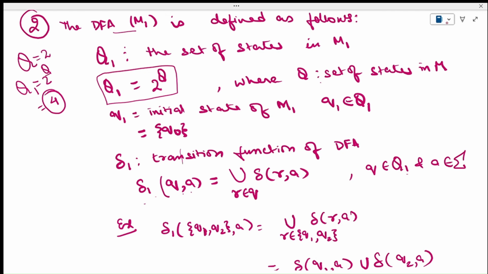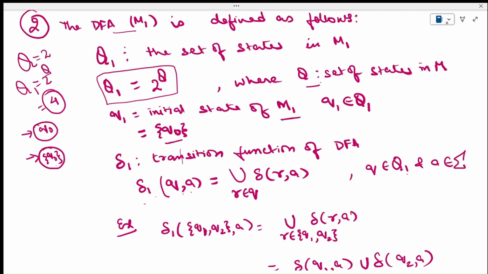So Q1 is equal to 2 raised to the power Q, where Q is the set of states in M, where M is some non-deterministic finite automata. q1 is the initial state of M1, which is equal to the initial state of the non-deterministic finite automata. If the NFA state is q0, in the DFA we will represent this in the form of a set. This initial state remains the same in the DFA. The only difference is that it will be represented in the form of a subset. So now the transition function.